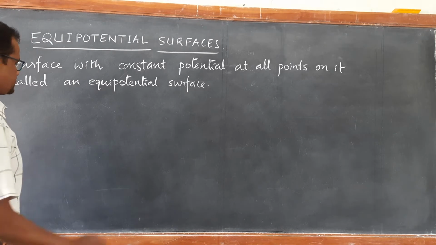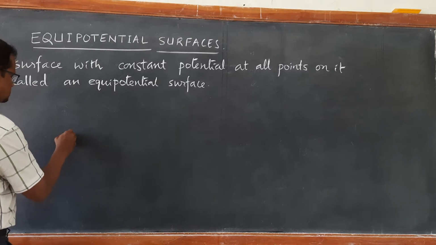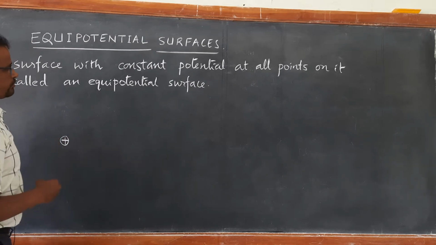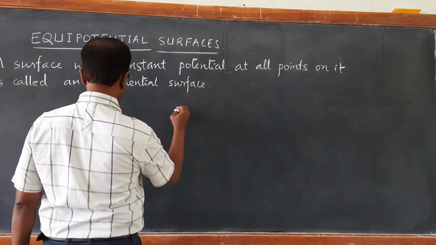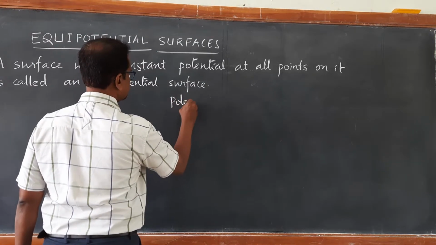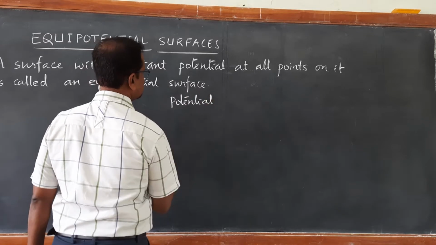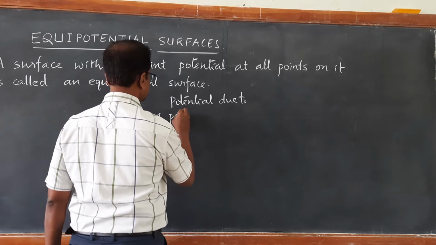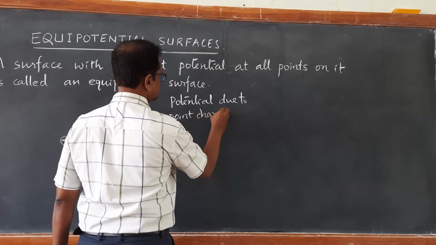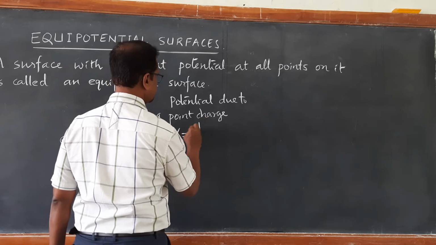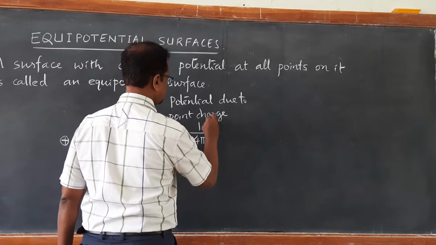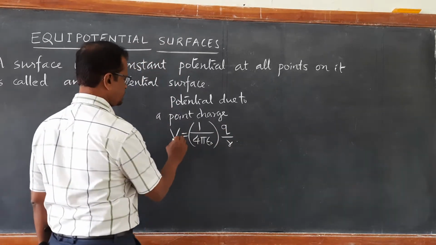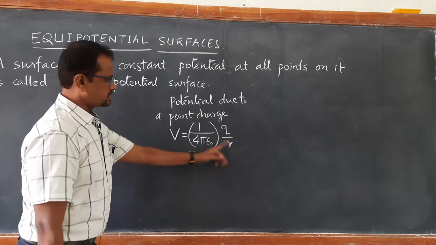Let us consider a point charge, say a positive point charge. Now, for a positive point charge, we know the potential. Potential due to a point charge, V is equal to 1 by 4 pi epsilon naught, Q by R. It means potential is inversely proportional to the distance R.